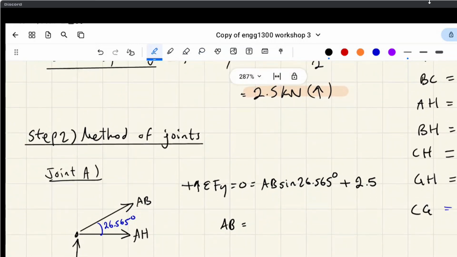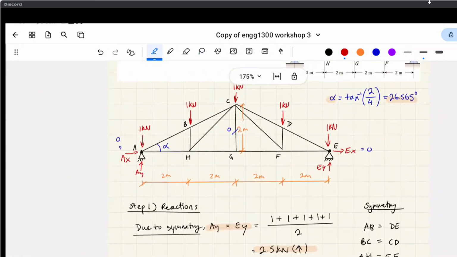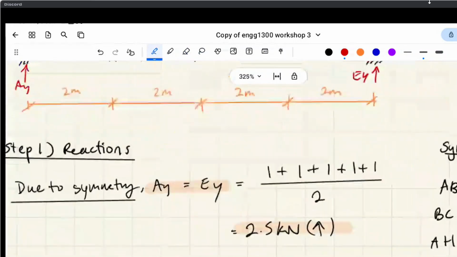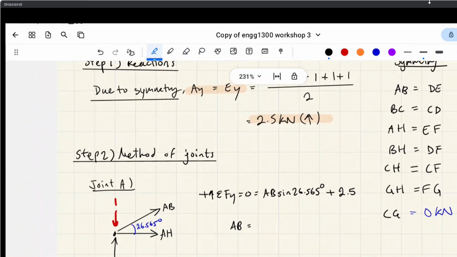Oh, I'm sorry guys, I didn't draw the force. I think there's one here. Yeah, sorry. Please include this. I made a mistake here. So that should be -1 here.